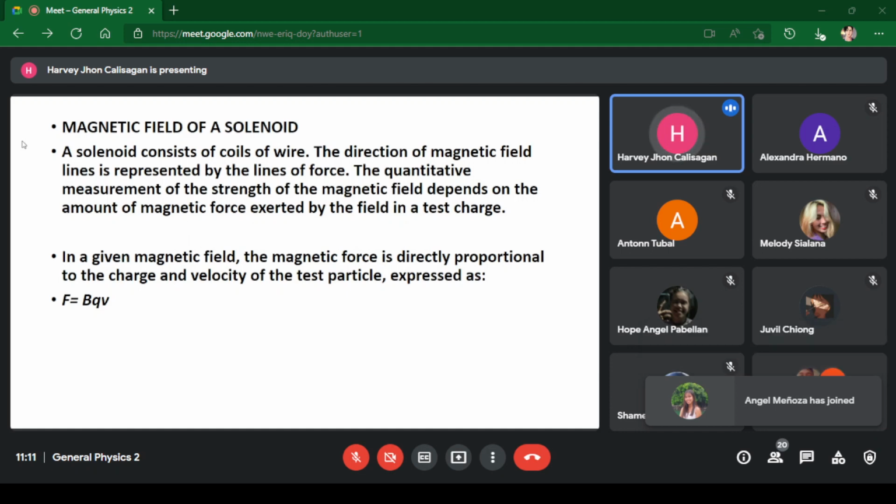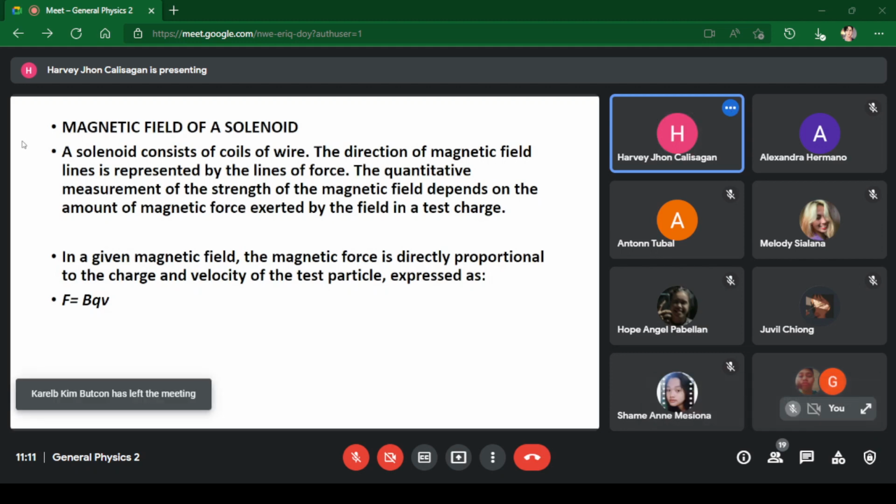Let's go back to discussing the magnetic field of a solenoid. A solenoid consists of coils of wire. The direction of the magnetic field lines is represented by the lines of force. The quantitative measurement of the strength of the magnetic field depends on the amount of magnetic force exerted by the field on a test charge.